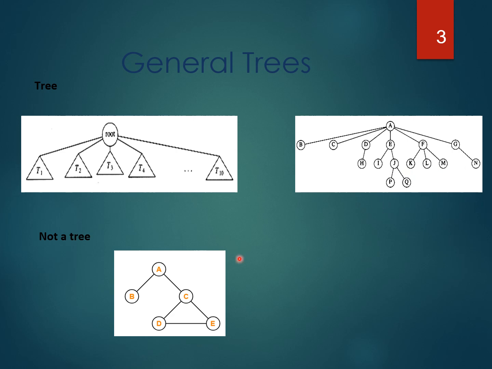So when I say that it is not a tree is when the siblings are connected. So D and E are siblings, they are connected. So you don't call this a tree. This is called a graph.